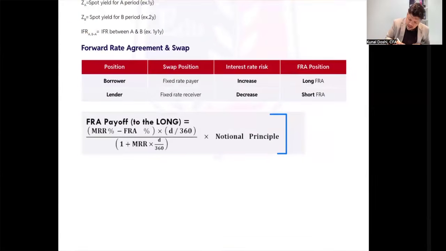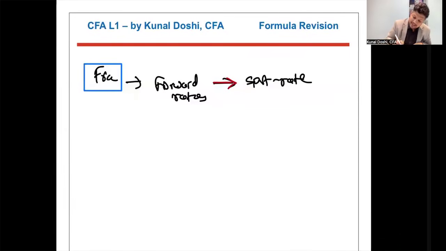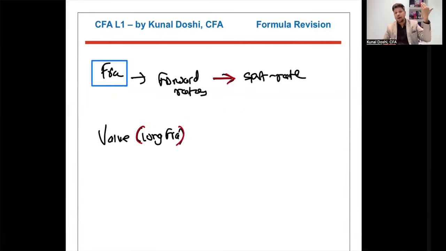Now, sometimes you may require this. I have hardly seen many questions related to this, but there is an FRA payoff. This is value of the contract. So when I say value of the contract under FRA, it's always for the long FRA. Long FRA is like the one who's expecting rates to go up or down. What is long FRA expecting?